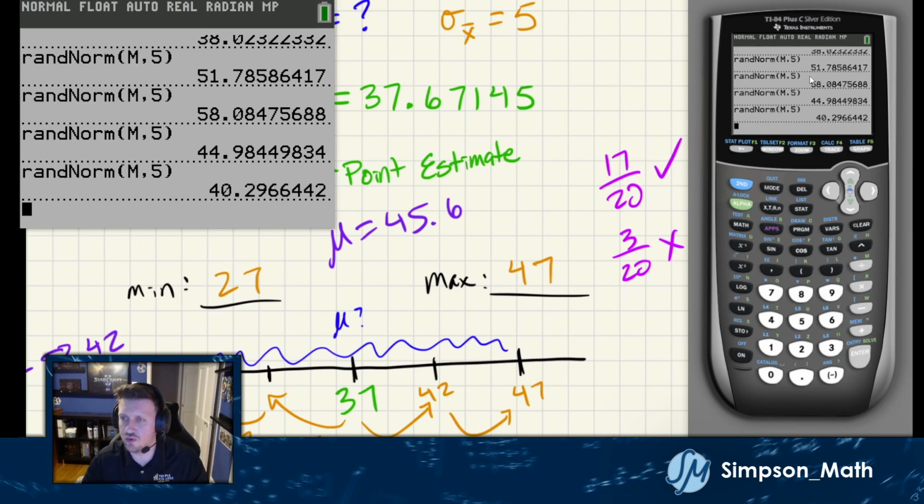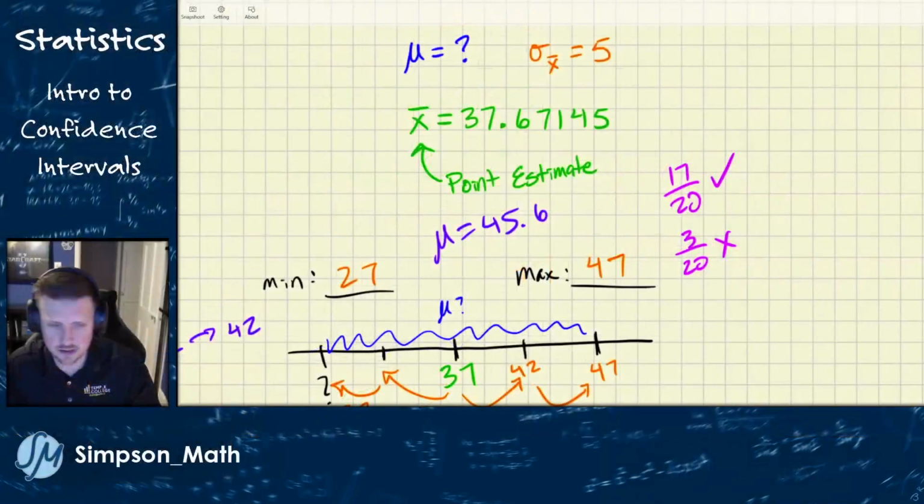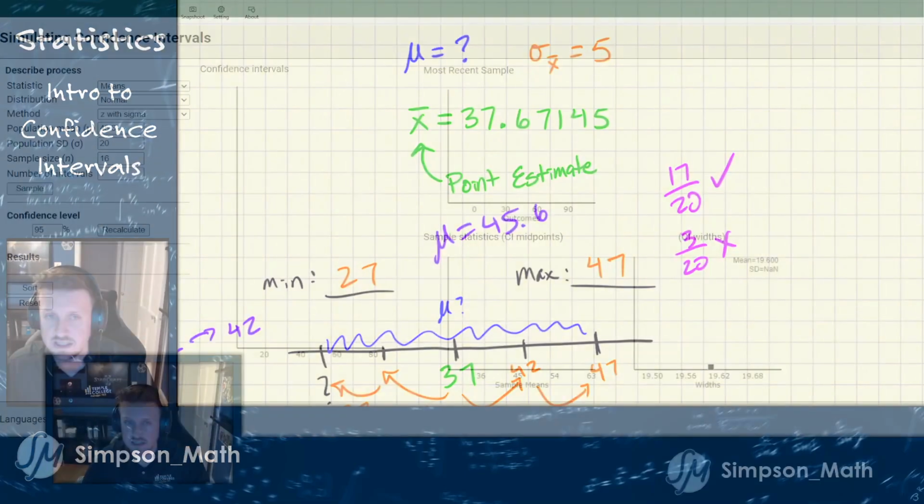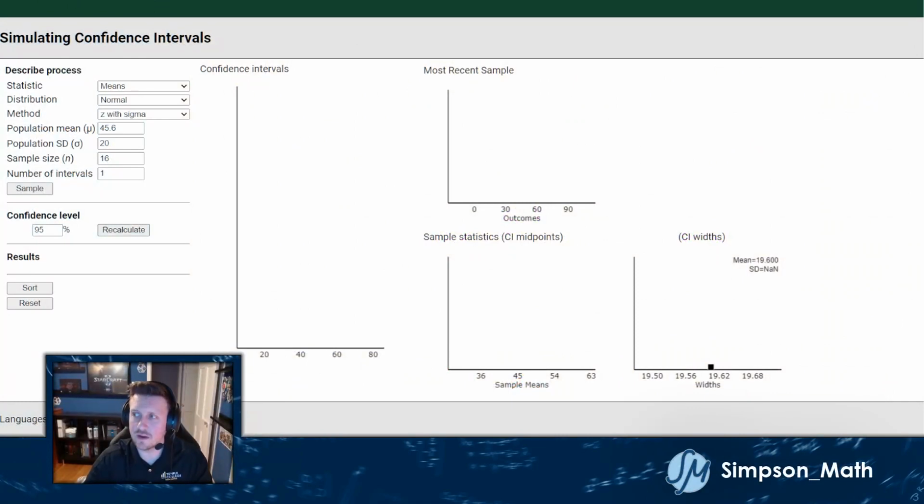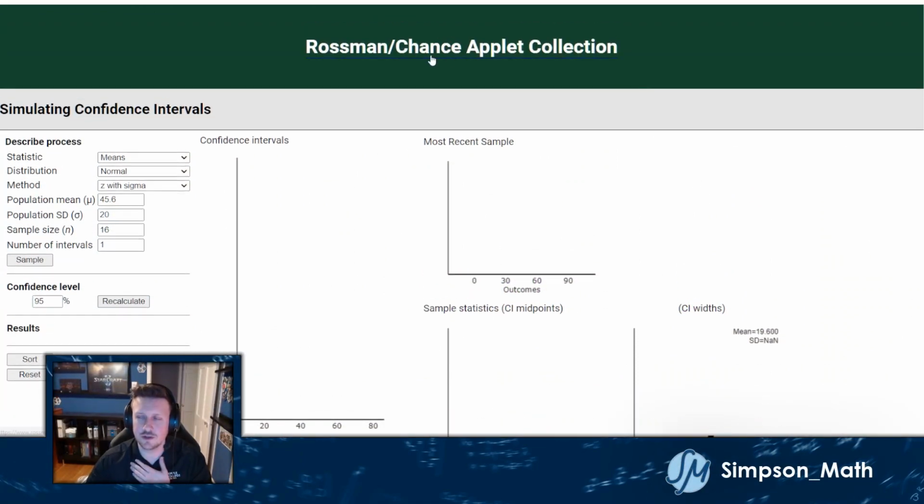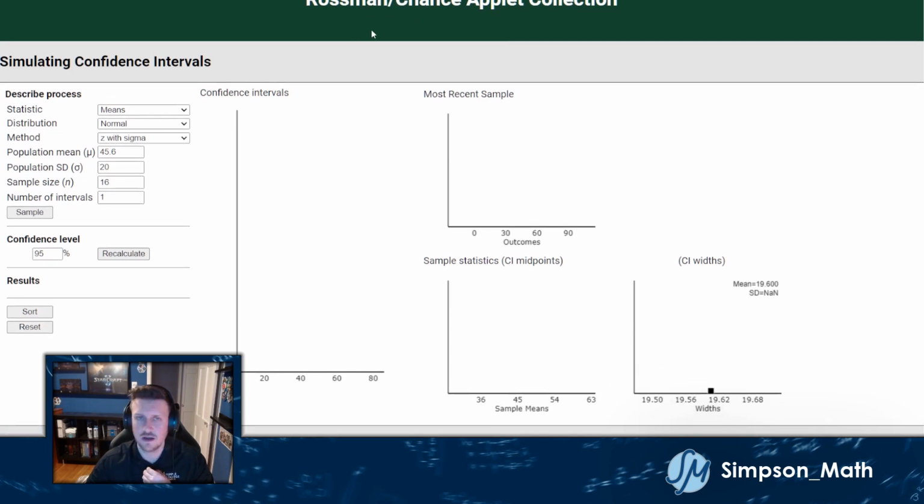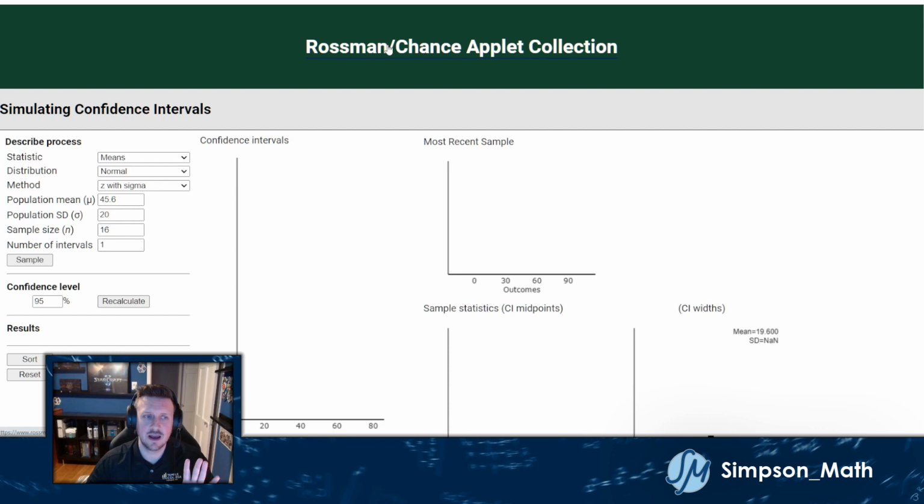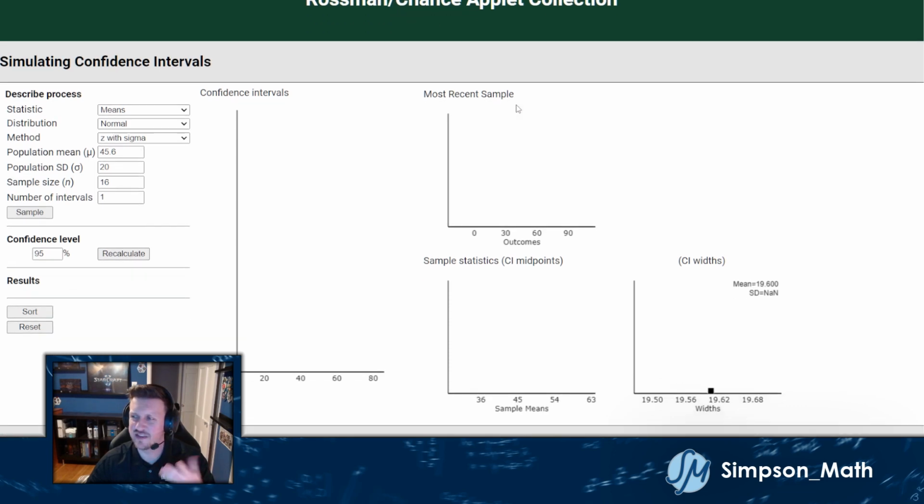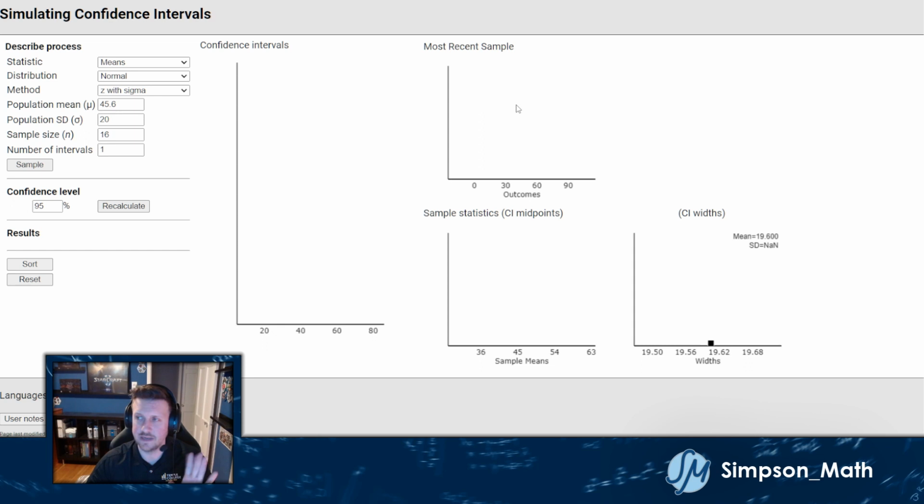Let's do that a whole stinking bunch of times. All right, let me push this button. Let me push this button. And now I push this button. Okay, so if you're one of my online stat students, you probably should be familiar with the Rossman Chance applet collection. But this is an applet that is more of a teachery applet, not one that y'all will be needing to do. So don't stress your pretty little selves out about this. But do follow along because this is important.